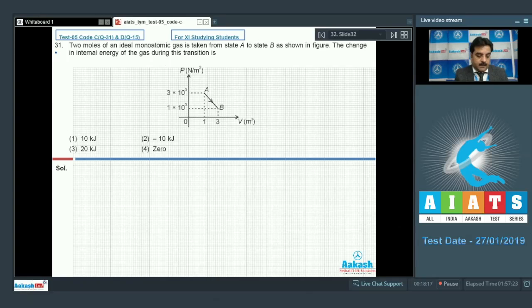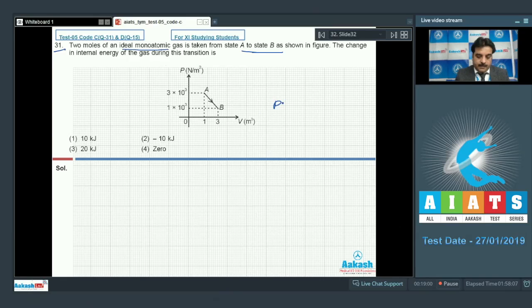In question number 31, 2 moles of an ideal monoatomic gas. In thermodynamics, you have to be very careful about the number of moles and the type of gas, mono, di, or tri, taken from A to B. Find the change in internal energy of the gas during this transition.